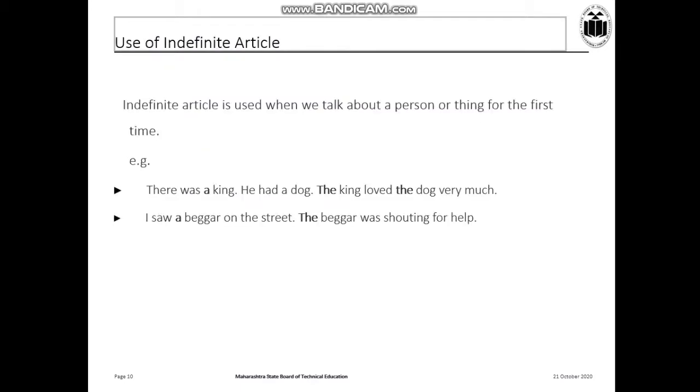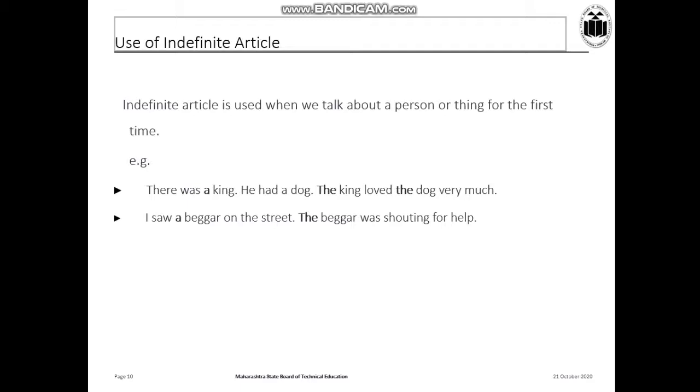Okay. Use of indefinite article. Indefinite article is used when we talk about a person or thing for the first time. We do not know anything or anyone previously. So for the first time when we talk about such people or such things, we have to use the indefinite article a here. Example, there was a king. He had a dog. We do not know who that king was. We do not know that he had a dog. So initially we are using a, because we are strange to that object or that person or that animal. Hence we are using a here.